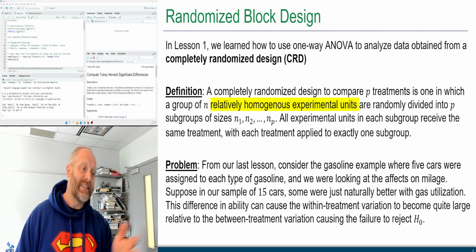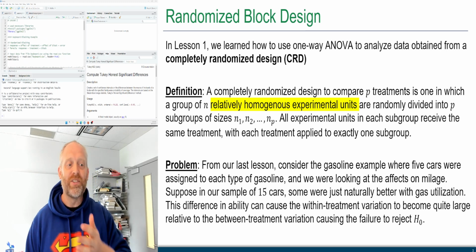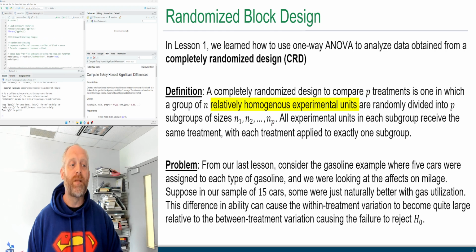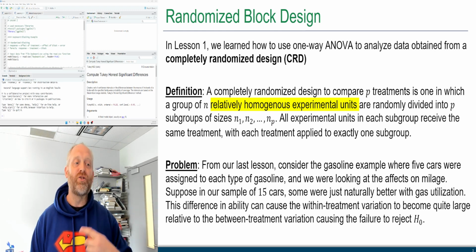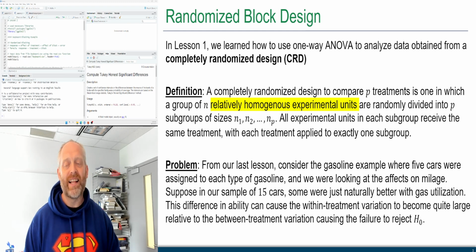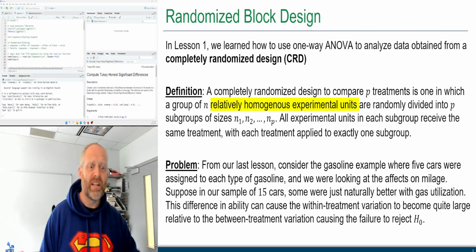And of course, as I continue with the definition here, the units are randomly divided into P subgroups. Again, those are into the different treatments. All experimental units in each subgroup receive the same treatment, with each treatment applied exactly once to that subgroup. So that's basically all that means.